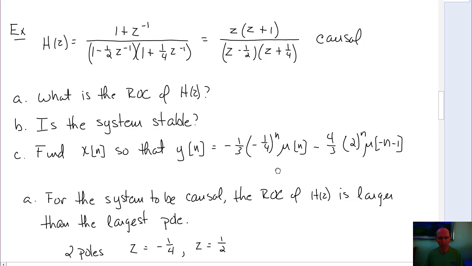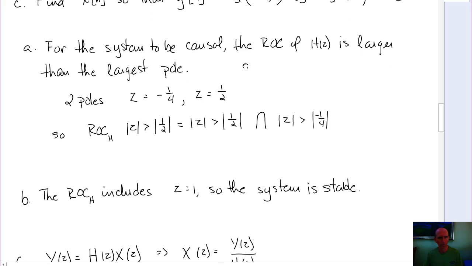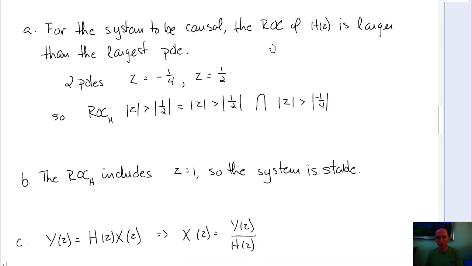So for the first part, for the system to be causal, the region of convergence is larger than the largest pole, right? We know that there are two poles, -1/4 and 1/2. So the region of convergence is greater than the magnitude of 1/2. It's going to be the intersection of these two regions of convergence.